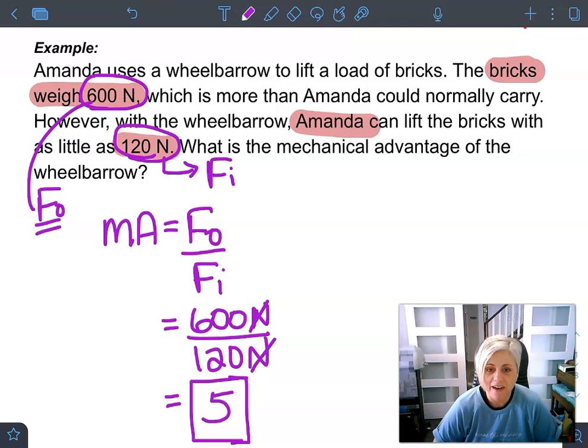All right, go ahead and try some of your practice questions on your own. Pay really close attention to figuring out that input and output value before you start any calculations.